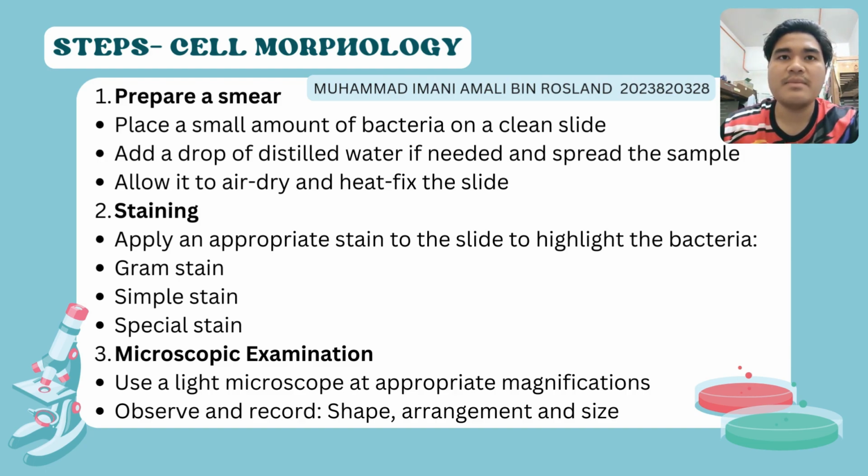For the third step, we need to do a microscopic examination. We need to observe the stained slide under a microscope, starting with low magnification and moving to high magnification, which is oil immersion at 100x, often required. Note the bacterial shapes such as spherical, rod shape, or spiral, and arrangement such as chains, clusters, or pairs.